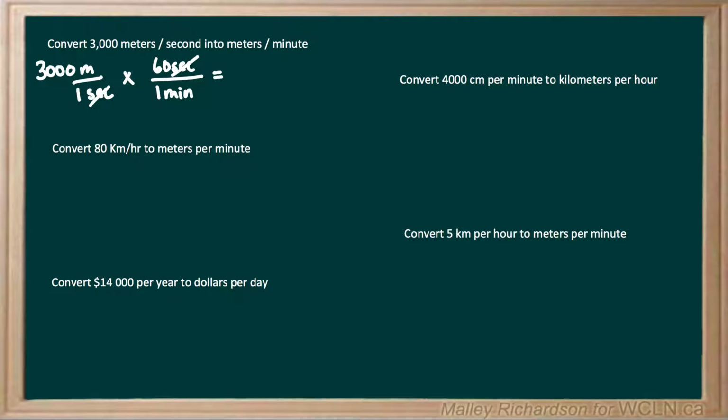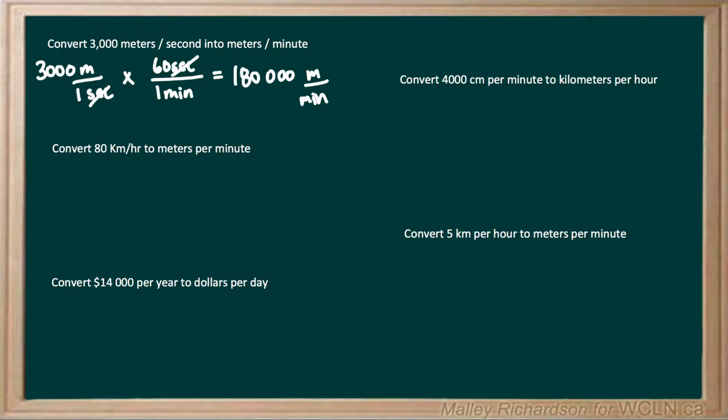So now all we have to do is 3,000 multiplied by 60 divided by 1, which is the same as 3,000 multiplied by 60, which gives us 180,000. And our units are meters per minute. So 3,000 meters per second is 180,000 meters per minute.